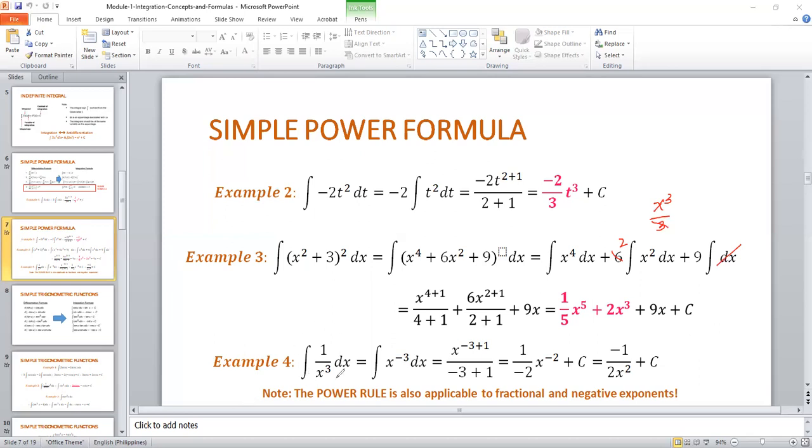When you have something written in the denominator, you can always write it with a negative exponent. It's equivalent. So 1 over x cubed is x raised to -3. And you use the power rule just the same. So that would give you x raised to -2 over -2. Or since this is negative, you may place it in the denominator. So -1 over 2x squared. So the power rule is also applicable to fractional and negative exponents. So meaning whether your exponent is 3/2, 1/2, or -5, -2, the power rule is still applicable. Any question?